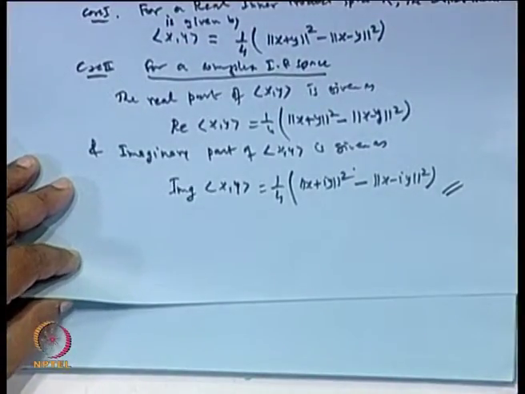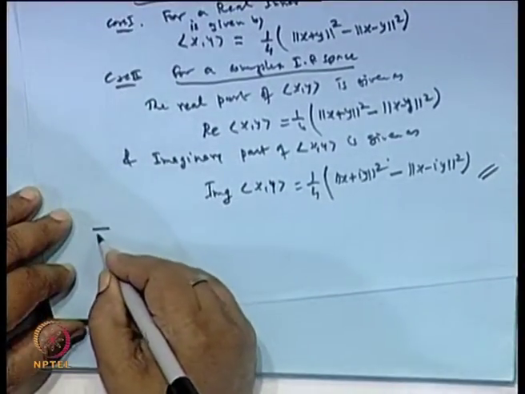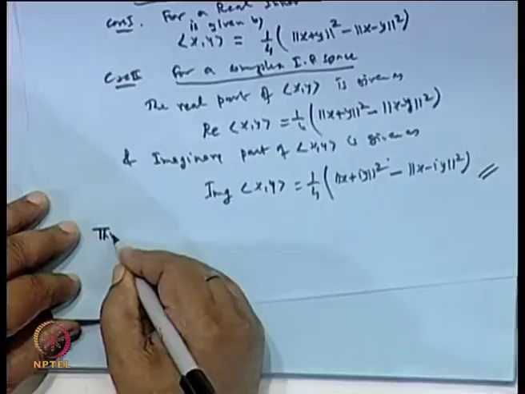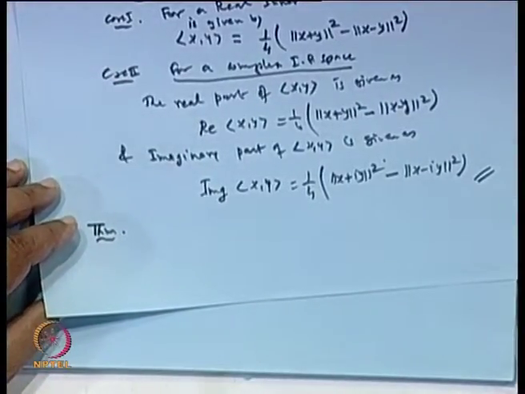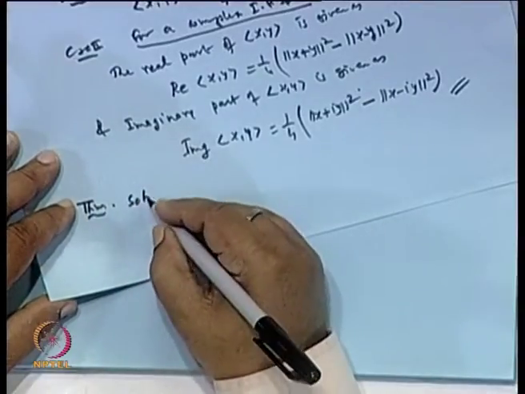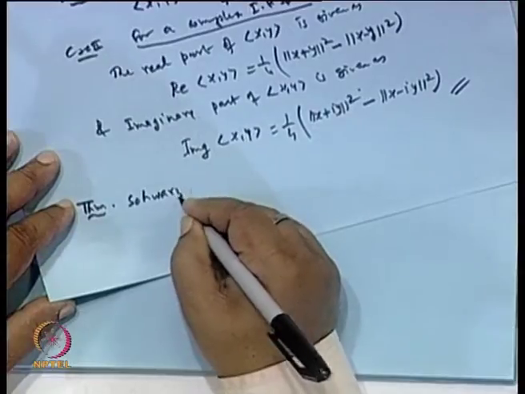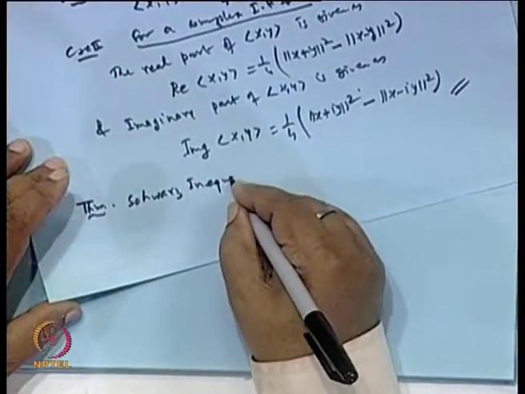Now, there is one result which we require for establishing the triangular inequality in order to prove the norm. That result, or lemma, is known as the Schwarz lemma, the Schwarz inequality. It is not a theorem, the Schwarz inequality.